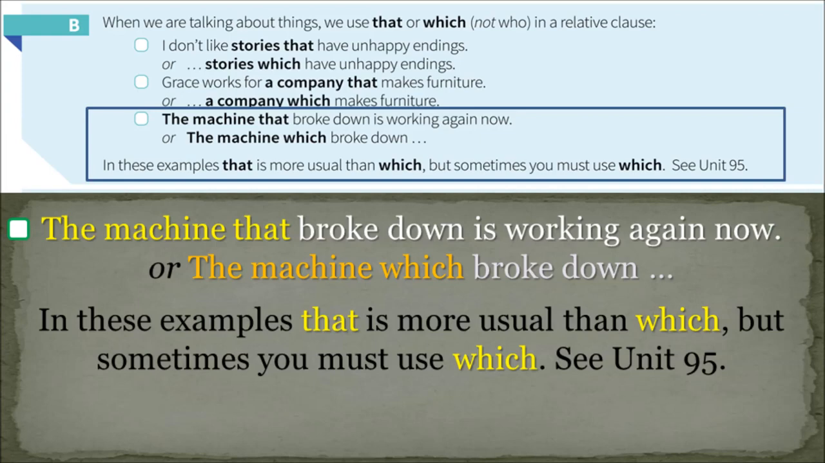The machine that broke down is working again now. Or, the machine which broke down is working again now. In these examples, that is more usual than which. But sometimes you must use which. See Unit 95.